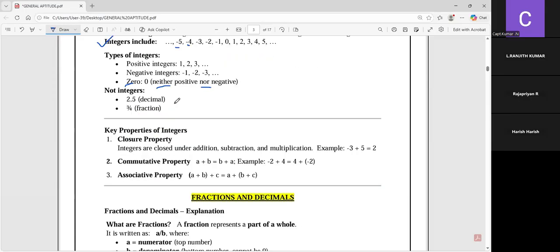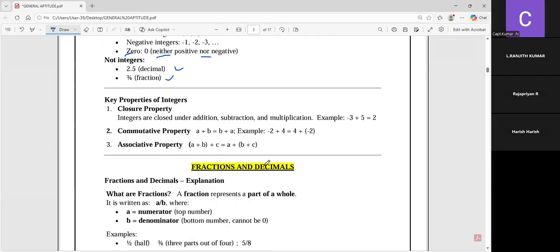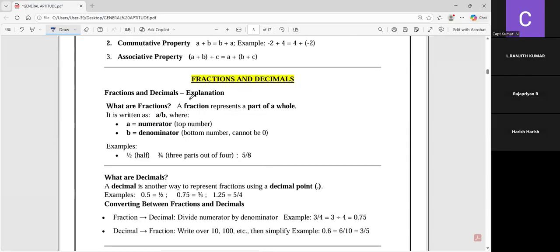2.5 is a decimal. 3 by 4 is a fraction. Okay, these are types of numbers. Some key properties I will tell you: closure property and commutative property, as I said, the same property. The final one is fractions and decimals. What is a fraction? What is a decimal? First, what is a fraction? I'm going to explain that one way.